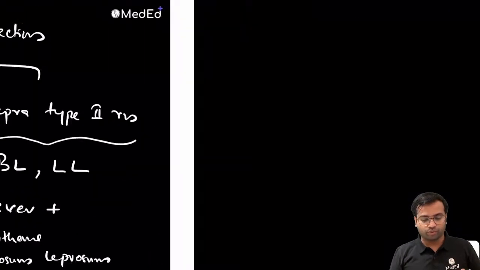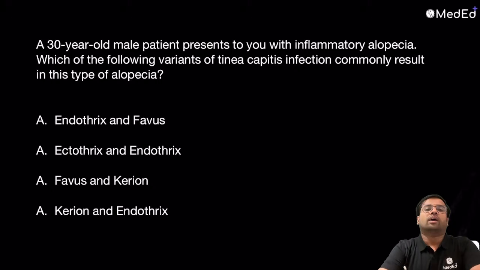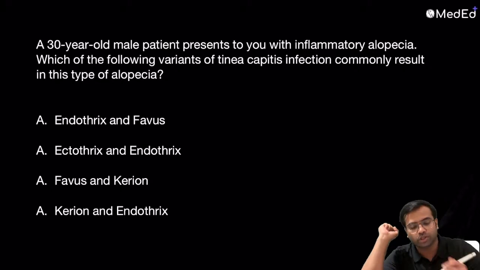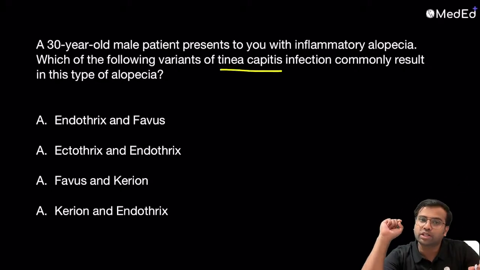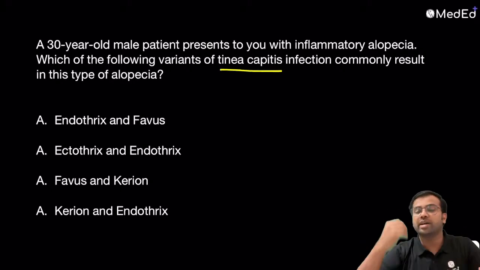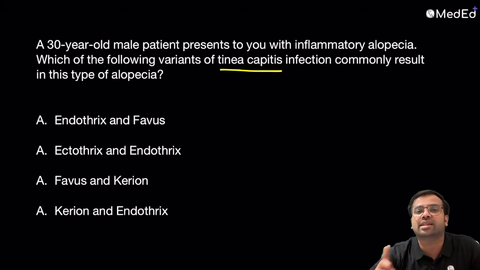Fine. So now let's move to the next MCQ. A 30-year-old male patient presents to you with inflammatory alopecia. Which of the following variants of tinea capitis commonly result in this type of alopecia? See, when we do previous year questions, what you should keep in your mind is what are the topics that are getting repeated. Now this is the second time we are talking about this topic, that is tinea capitis. First question was about kerion in a child with a patchy alopecia, remember? So now here again it is going to be repeated, which means that this is a repeatedly asked topic in the NEET PG.